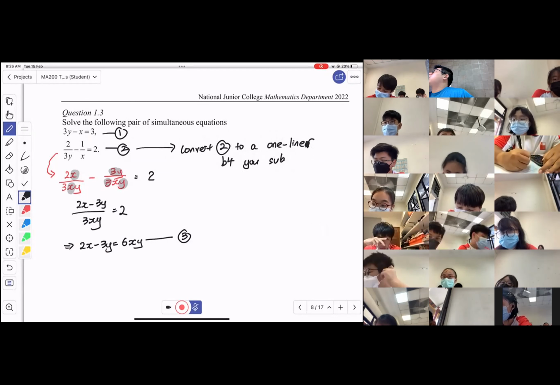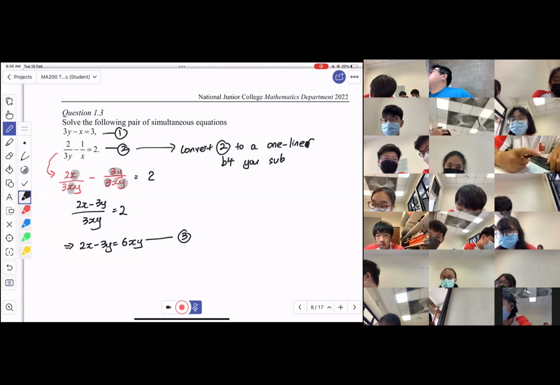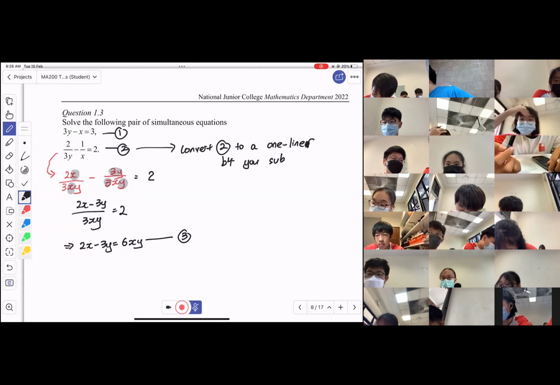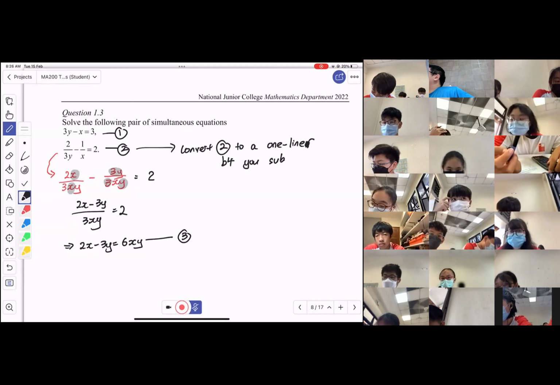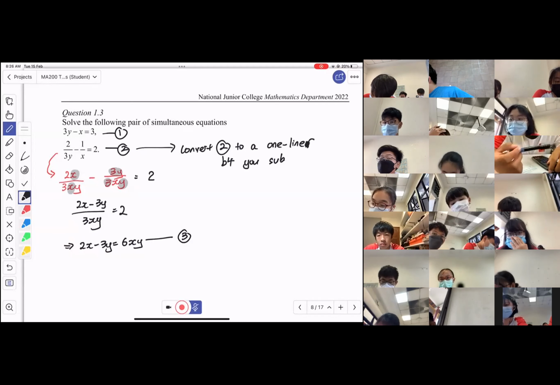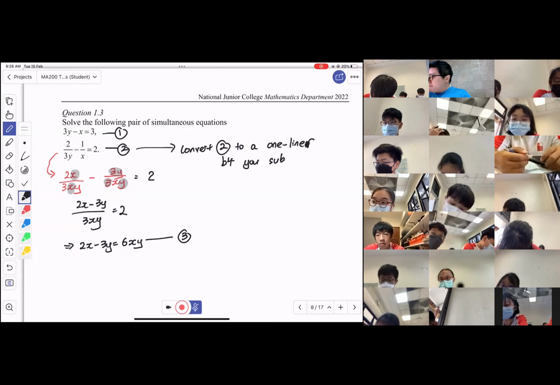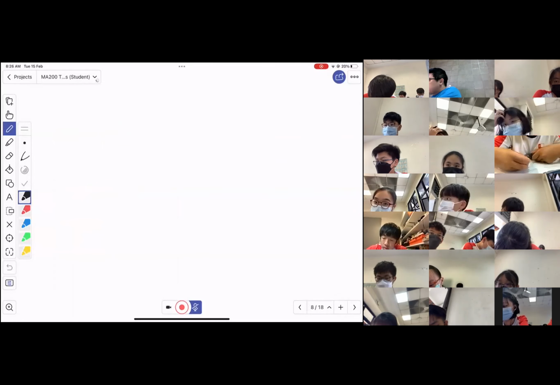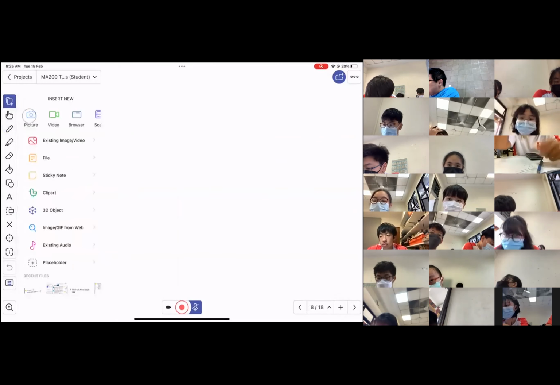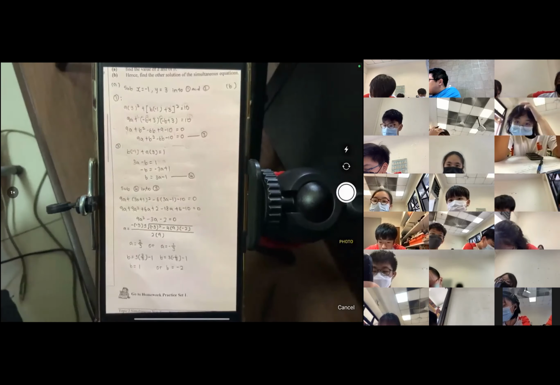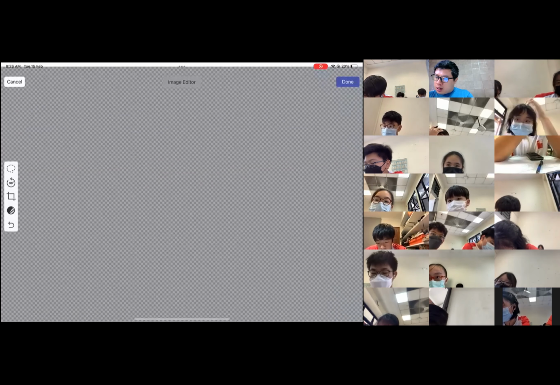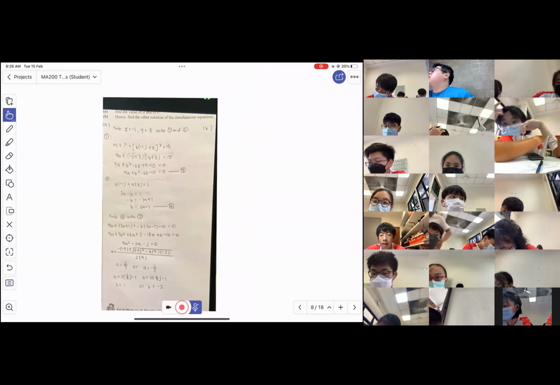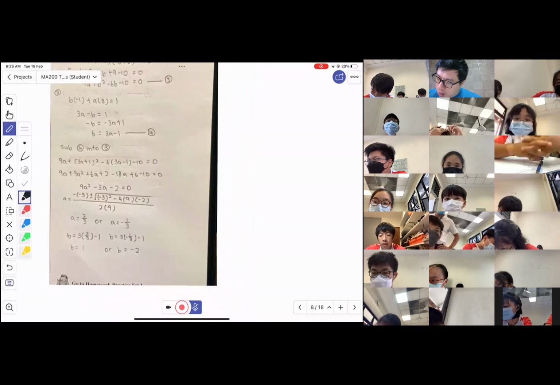B equals 1 or B equals -2. This is for question 1.3. Okay, one student asked about this question. So I look at this, I believe it is question 1.4. So this student asked about question 1.4.